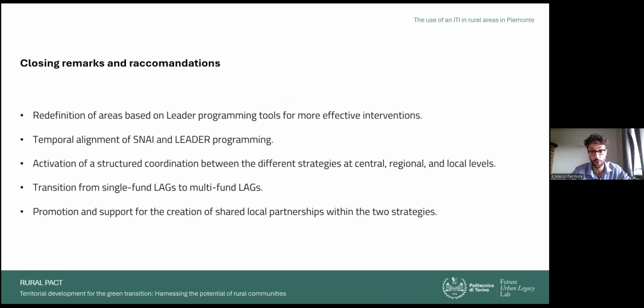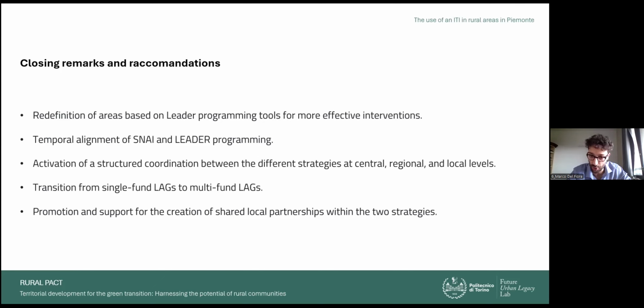And so, in conclusion, based on the findings presented today, I'd like to share a few concluding remarks and recommendations. First of all, it's essential to redefine the areas of intervention based on the programming tools of the LEADER approach, ensuring that the strategies are better tailored to local needs. Second, a better synchronization of the SNAI and the ITI that supports the SNAI and the LEADER programming timelines is crucial to maximize the impact of both.